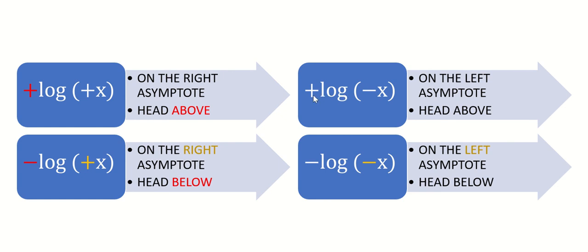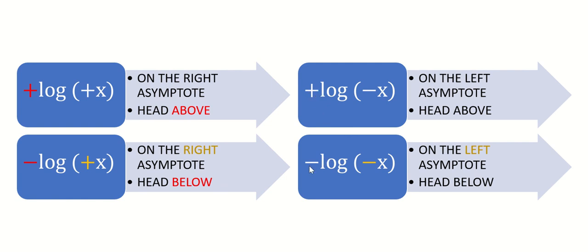Now let's look at the next one, where we have positive logarithm and negative x. In front of x we have a negative. Whenever the sign in front of x is negative, or the operation is minus, it means that the graph will be on the left asymptote. So these represent whether your graph is on the right vertical asymptote or on the left vertical asymptote. Negative x means the left vertical asymptote, and your head is above. Why is your head above? Because we have positive logarithm.